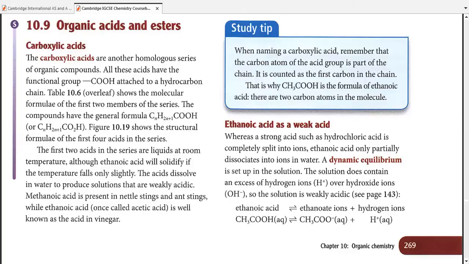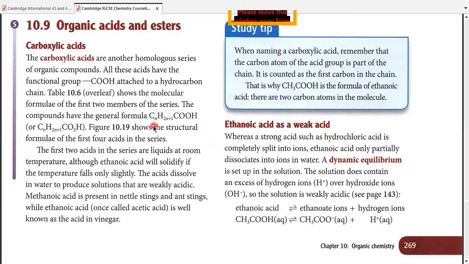All of these acids have the functional group COOH, and if you remember the nomenclature part, we named them with OIC acid as the suffix at the end of their name. Just like ethanoic acid has the name part OIC acid, as you can see over here in the next heading. So OIC acid is the suffix for the names. The molecular formula of the first two members of the series are shown with their general formula in the table on the next page.